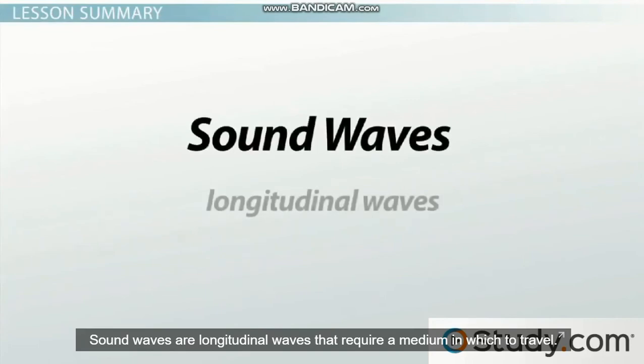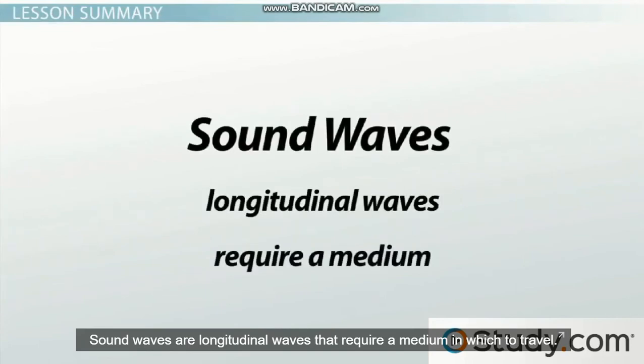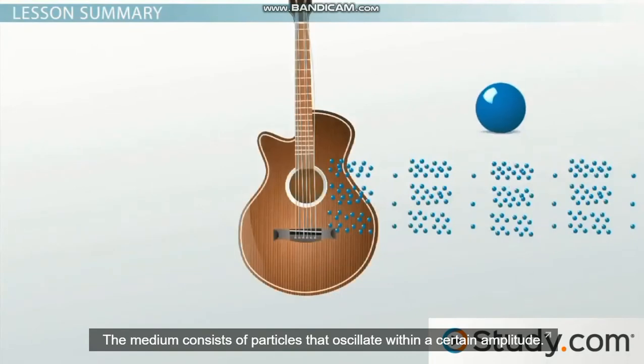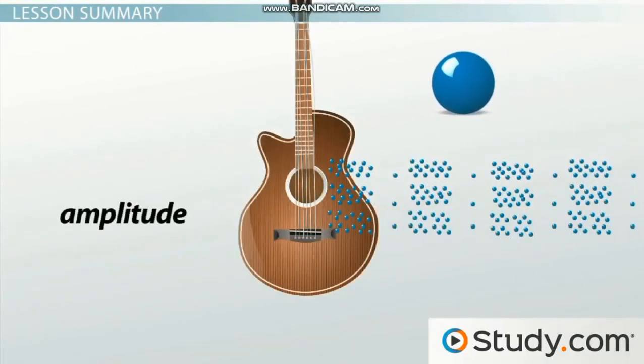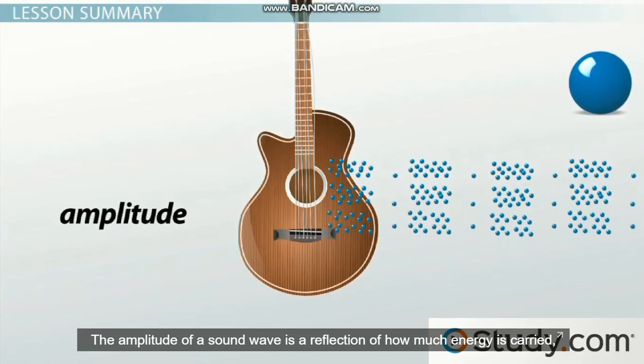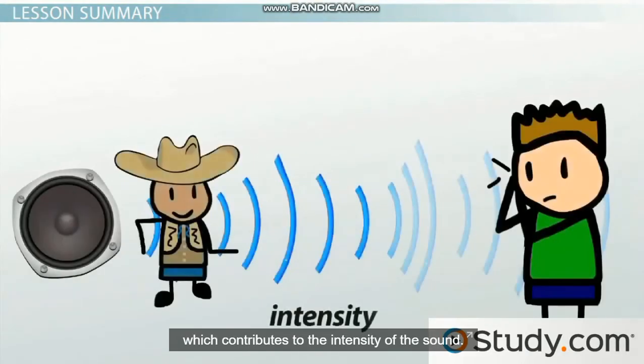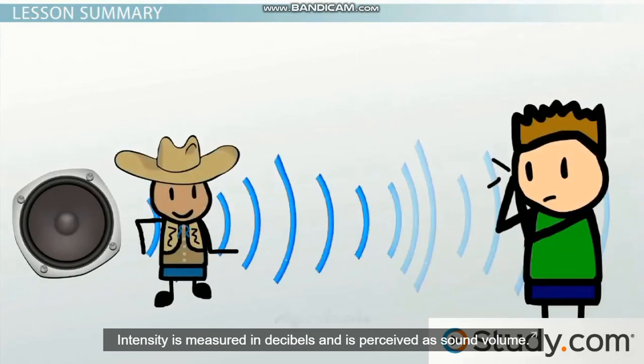Sound waves are longitudinal waves that require a medium in which to travel. The medium consists of particles that oscillate within a certain amplitude. The amplitude of a sound wave is a reflection of how much energy is carried, which contributes to the intensity of the sound. Intensity is measured in decibels and is perceived as sound volume. Thus, the volume is proportional to the amplitude of the sound wave.